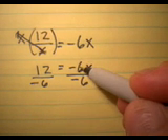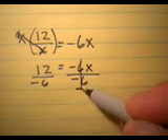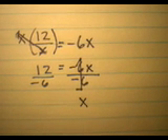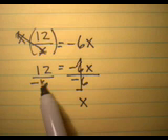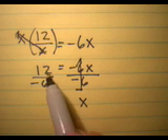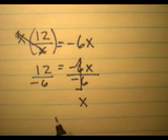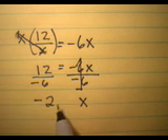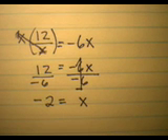On this side, -6 divided by -6 is 1. So I end up with x. On the other side, if I take 12 and divide it by -6, I end up with 12 divided by 6, which is 2, and I have a negative. So I have x equals -2.